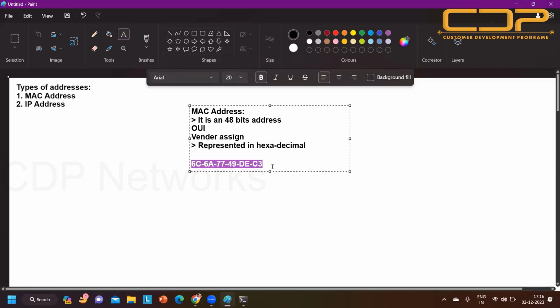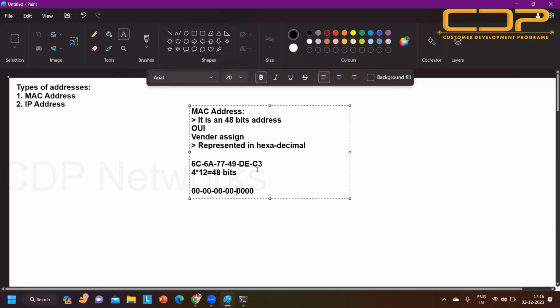And how many bits does one character carry? 4 bits. So 4 multiplied by 12, the total length of MAC address is 48 bits. Fine. So my lowest MAC address can be what? My lowest MAC address can be 00, 00, 00, 00, 00, 00. This is my smallest MAC address, 12 times 0.